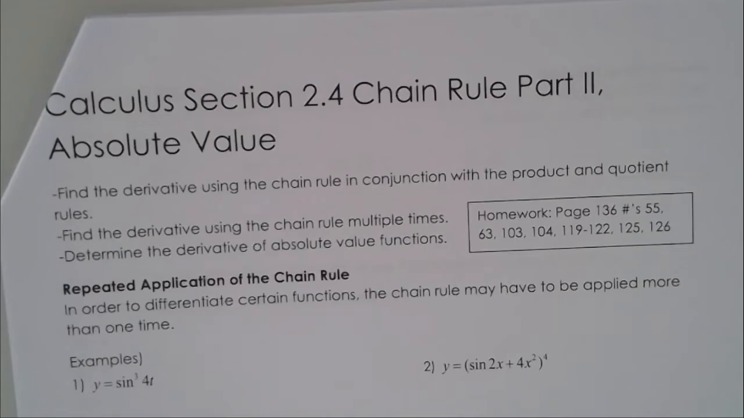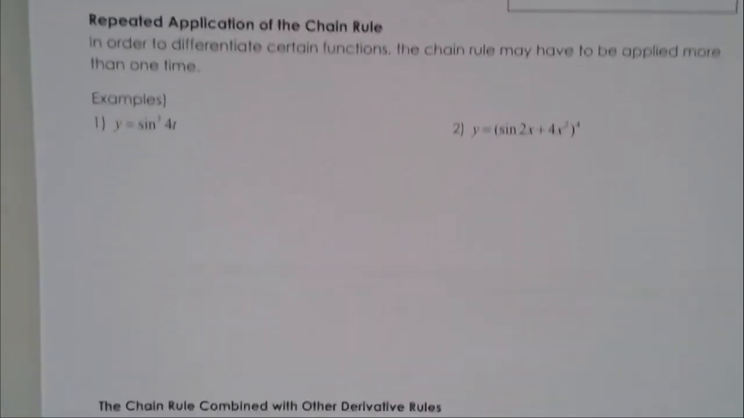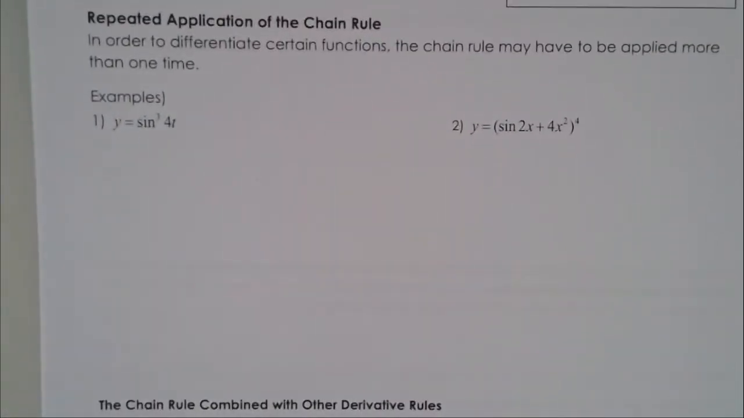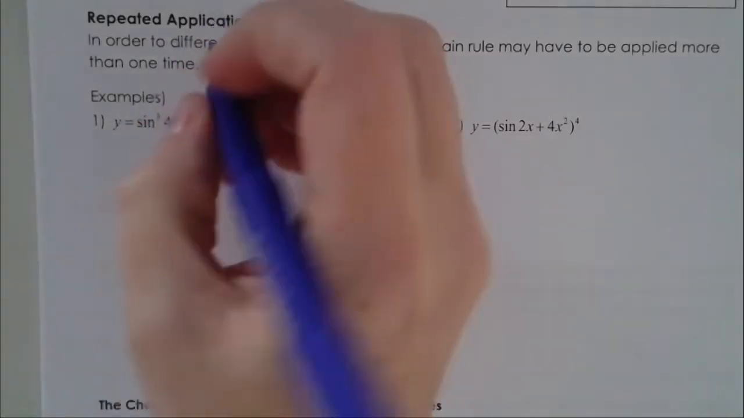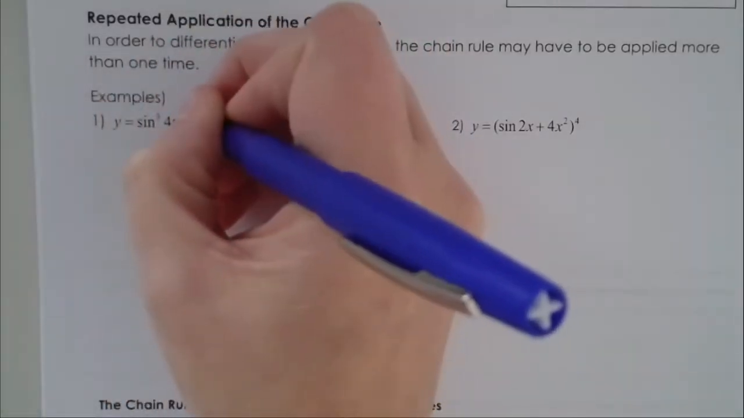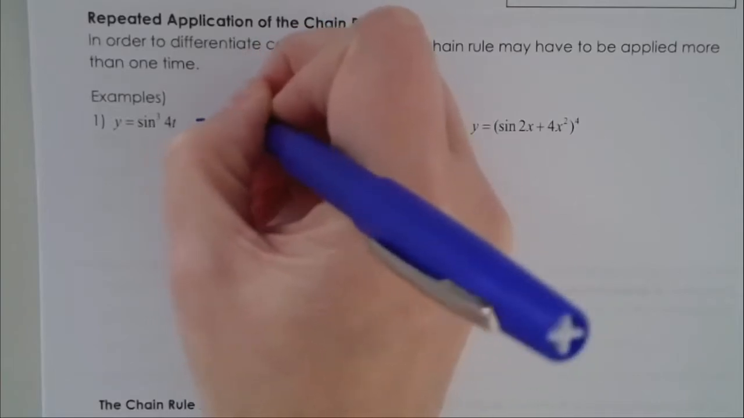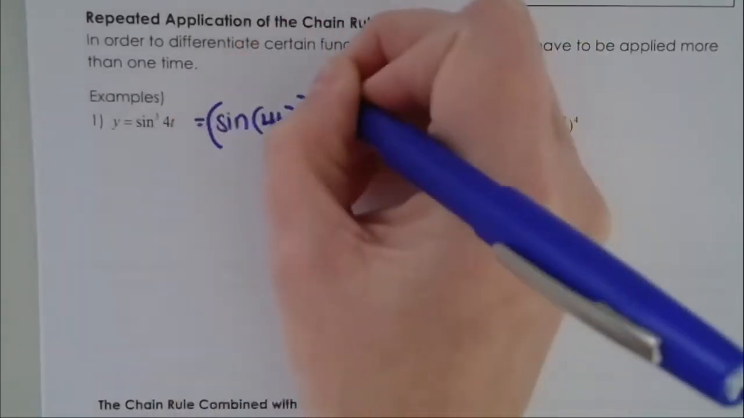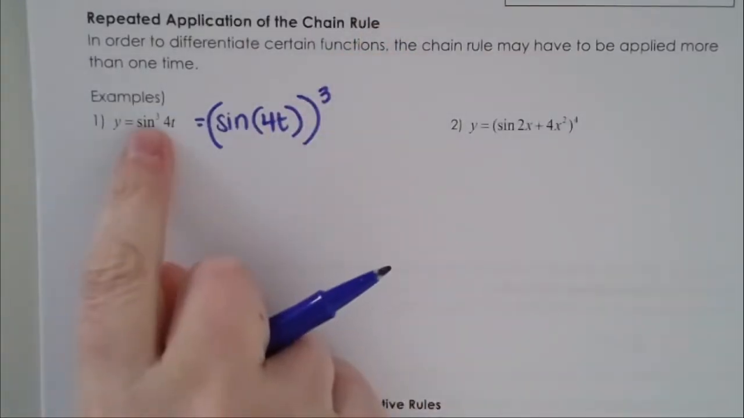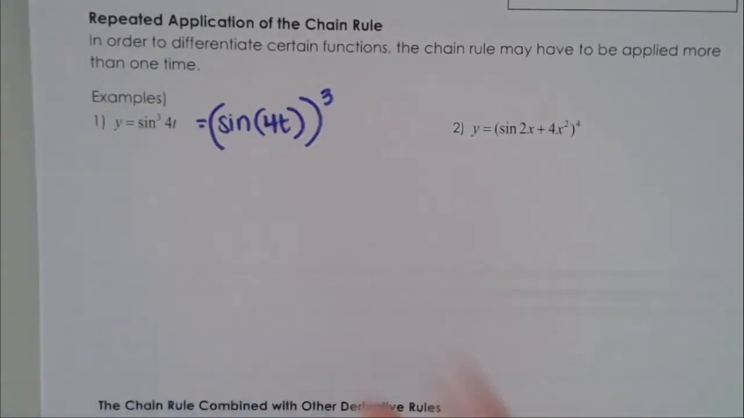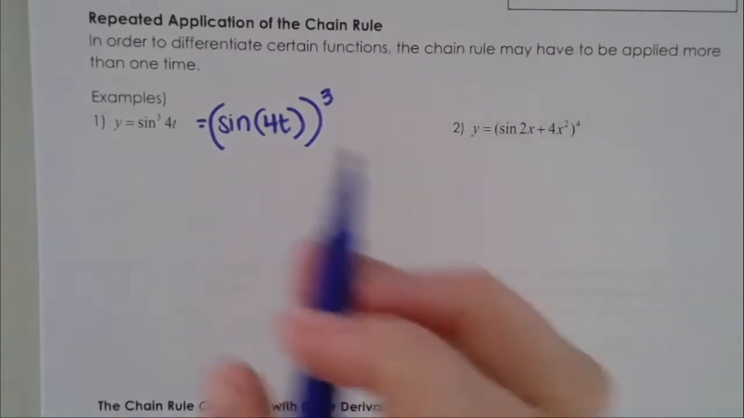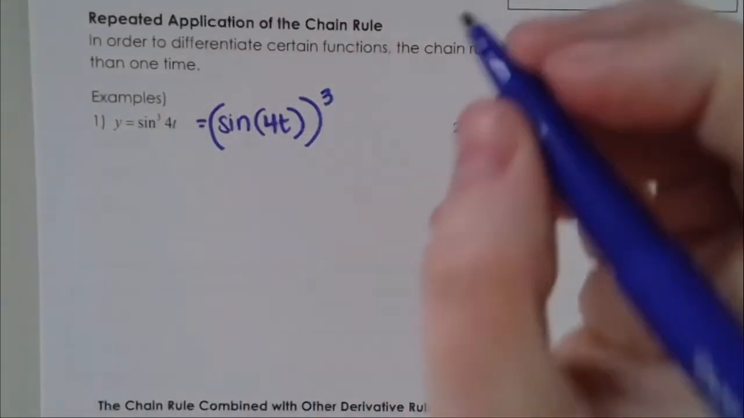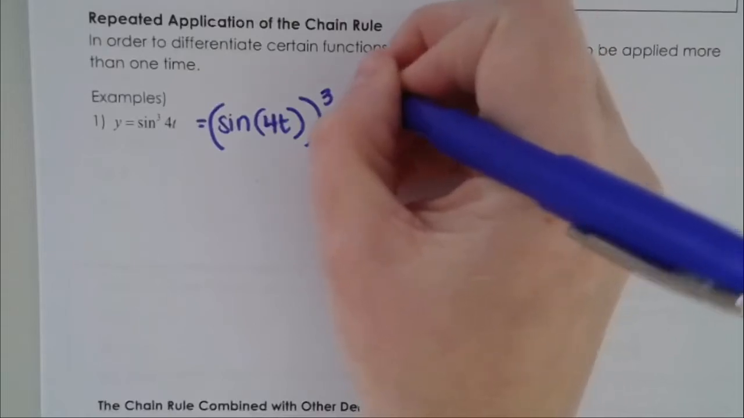Hey guys, we're going to look at our second day of chain rule, and then we're going to look at derivatives of absolute value. So this first one right here, we actually have three things that are happening. Another way to write this right here would be sine of 4t all to the power of 3. So that third power right there is really around all of whatever sine is.